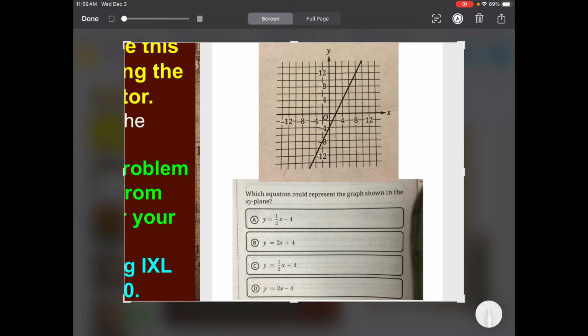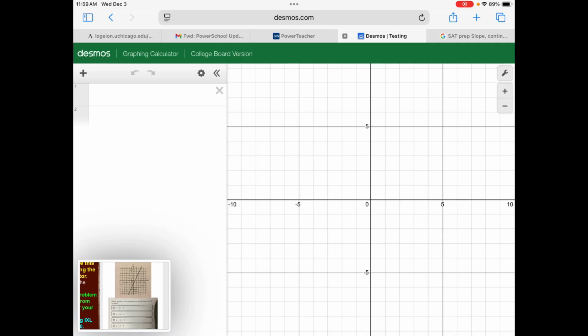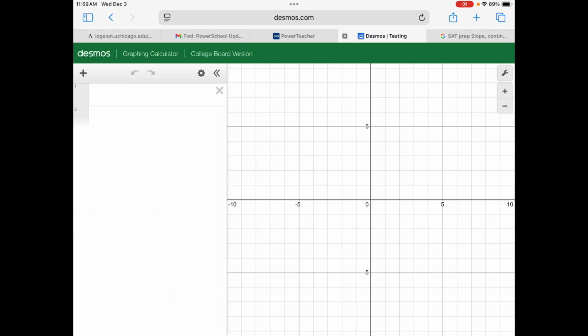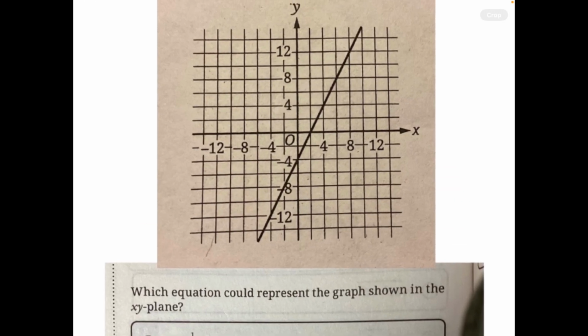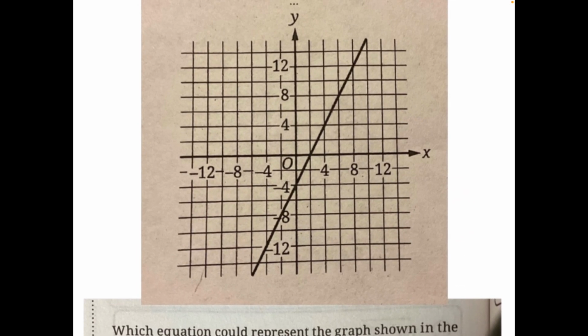Your next step is to go to it. So let's go ahead and get into our Desmos graphing calculator. You can find it by searching in Google Desmos, D-E-S-M-O-S, SAT graphing calculator, or just by going to the link in Schoology. This is the calculator you will have access to on the SAT. So what we're going to do is plug each of these equations into the graphing calculator and see if it gives us a graph that looks like this.